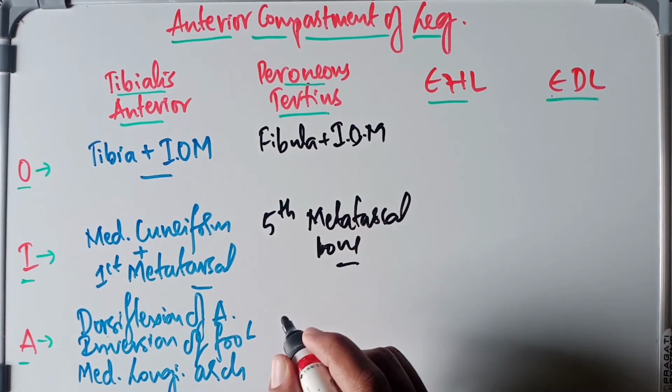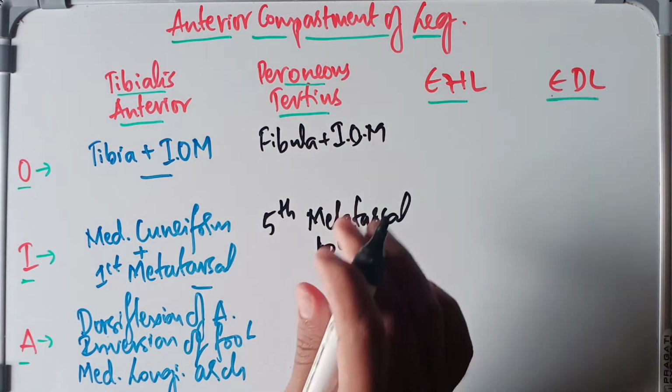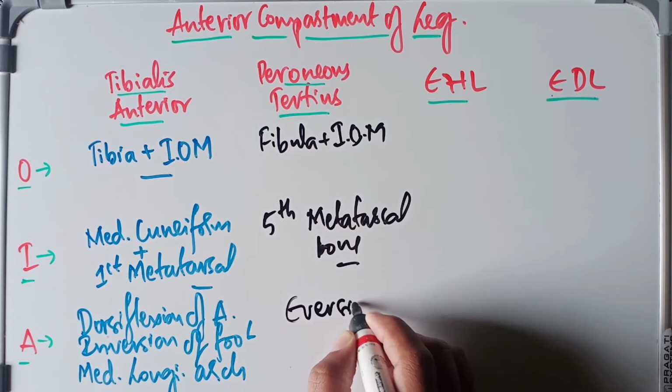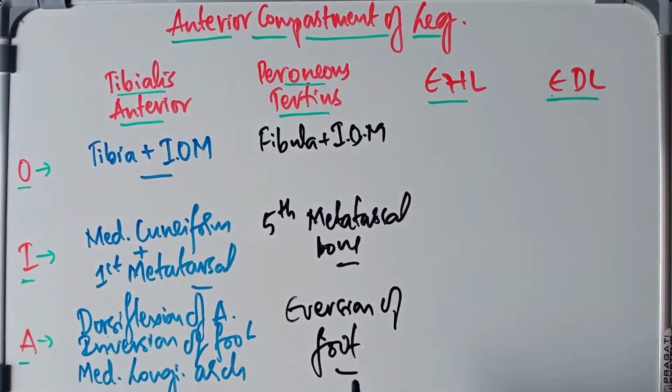Finally, the action of the peroneus tertius: it again helps in the dorsiflexion of the foot, as well as it helps in the eversion of the foot, like this, eversion of the foot. So this is about the peroneus tertius.